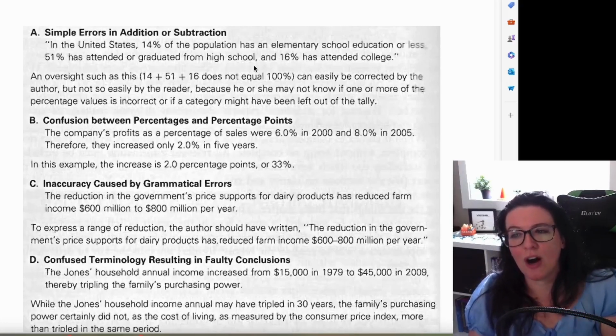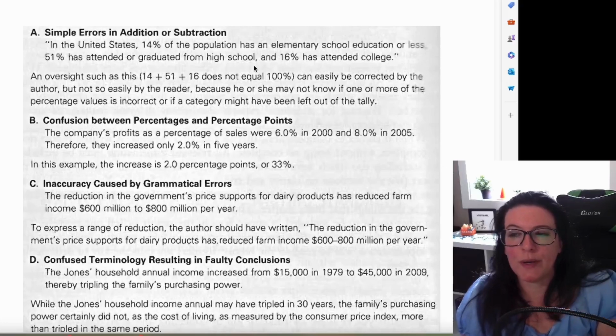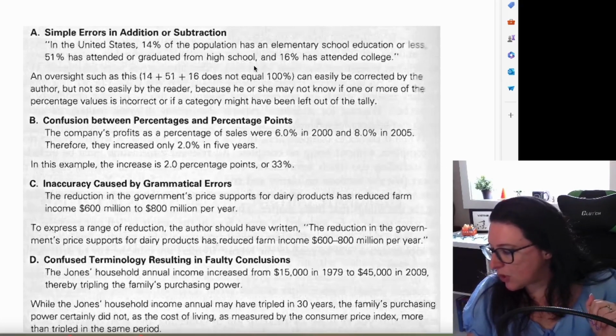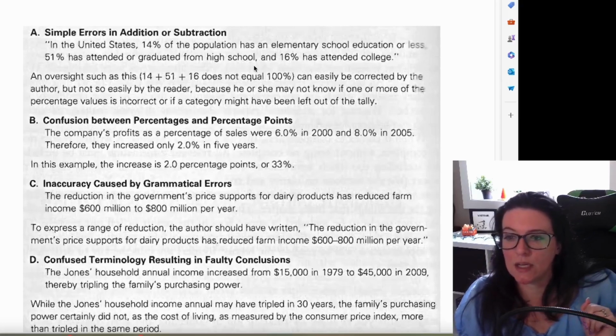So you have to know your audience, who is going to be reviewing this report. And we have to make sure that we haven't confused any terminology that's going to lead to faulty conclusions.